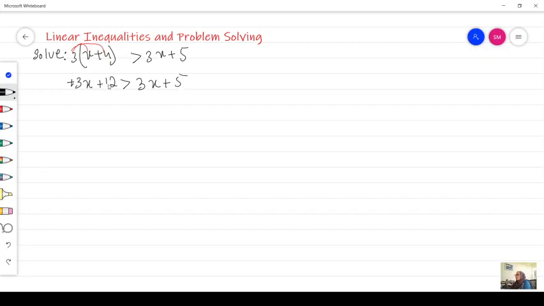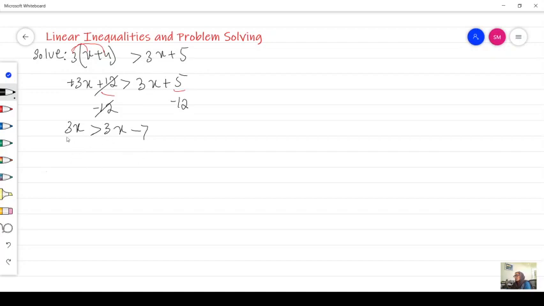Now, 12 and 5 are like terms, so I'm going to move the 12 first. Subtract 12 from both sides. Cancel, cancel. I got 3x greater than 3x. 12 and 5 will give me what? Negative 12 subtract 5 will give me negative 7.